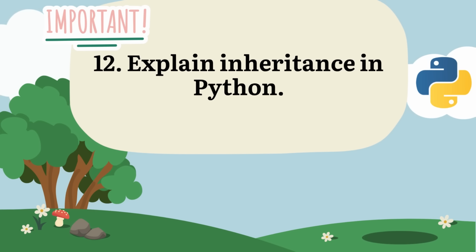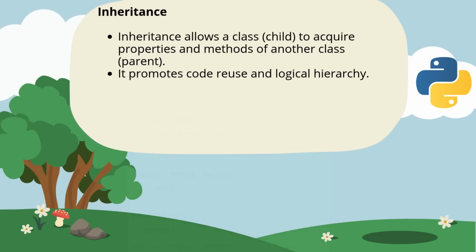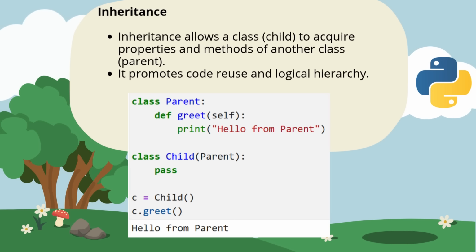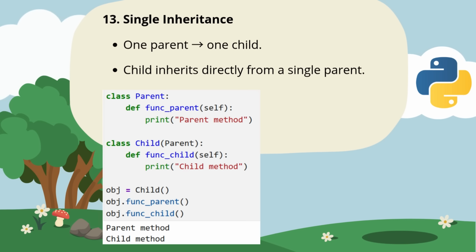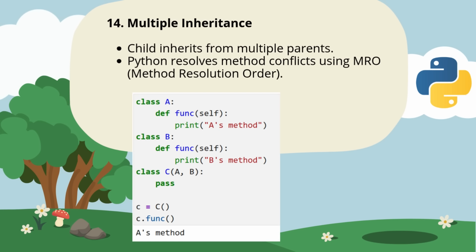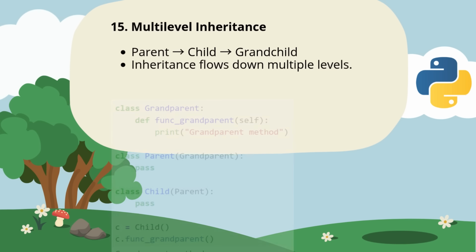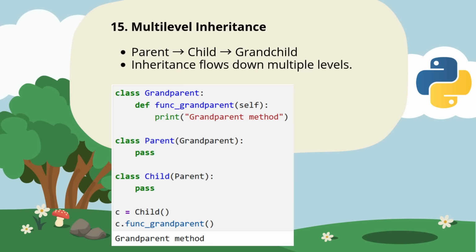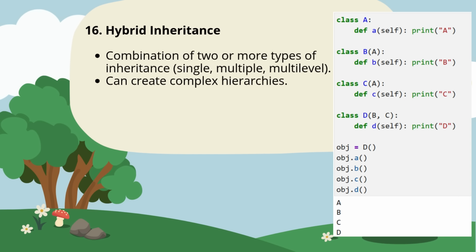Moving on, what is inheritance in Python? Inheritance allows one class to reuse code from another. Python supports single inheritance, multiple inheritance, multi-level inheritance, and even hybrid inheritance. This makes code powerful, but can sometimes introduce complexity.